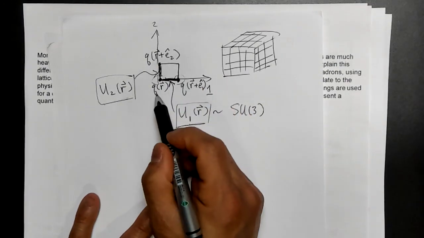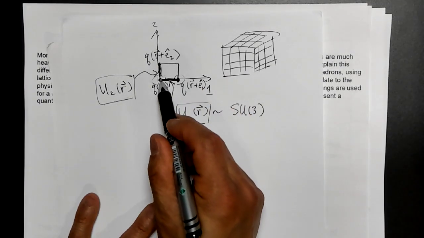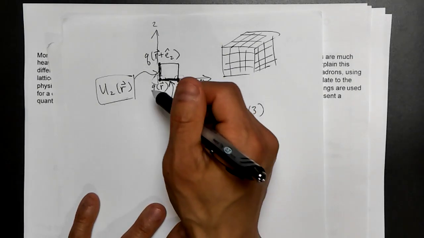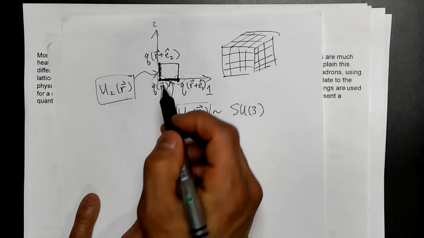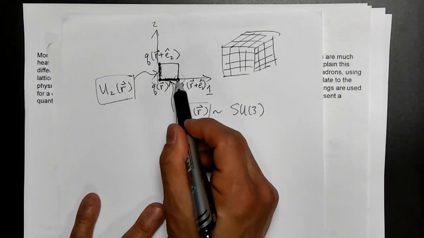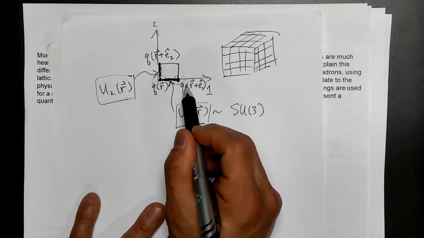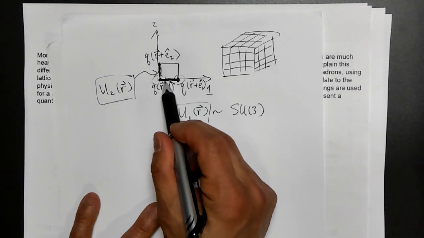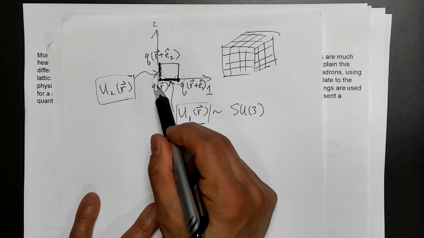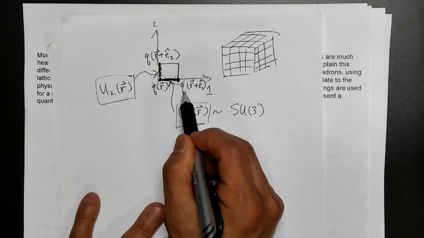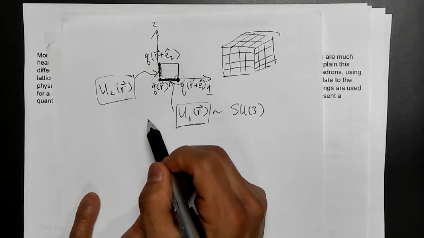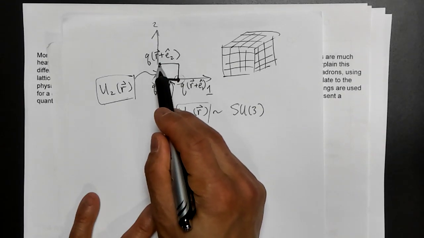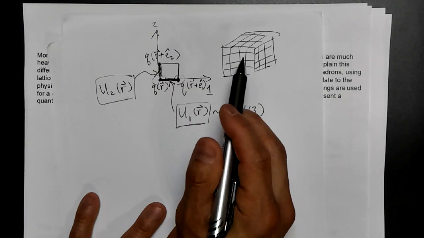fields. For example, I have a quark field Q at this site R, and let's say this is the one direction, perhaps the x direction, and this is the two direction, perhaps the y direction. Then this is going to be the lattice site at R plus the lattice unit vector in the one direction. Okay, so this will be the quark at R, this will be the quark field at R plus the unit vector E1. Similarly, we have the quark field at R plus the unit vector E2.